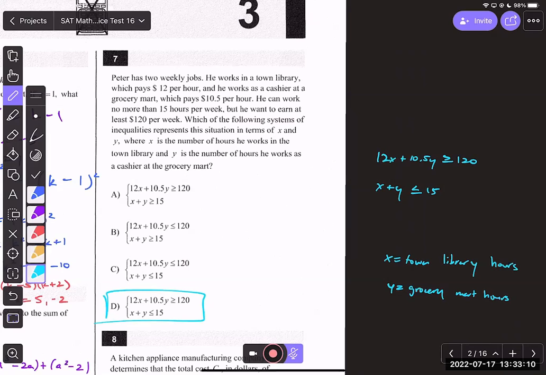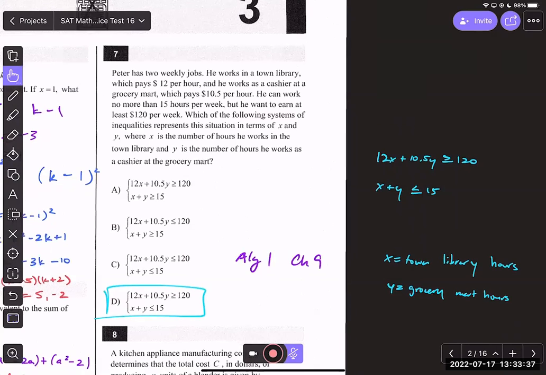Yep, that's exactly it. This is something that you'll see in Algebra 1 in chapter 9. So this is just a basic inequality, right? So it's like, okay, we want to earn at least 120. Okay, that means we are greater than or equal to 120. If we want, at most, no more than 15, okay, that's less than or equal to 15. And that's exactly what D here is. Nice work. That one is pretty quick. There's just a lot of reading there.